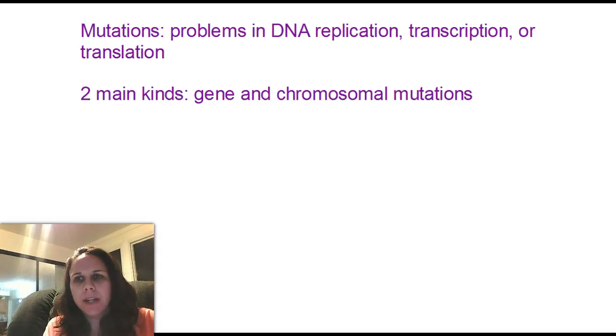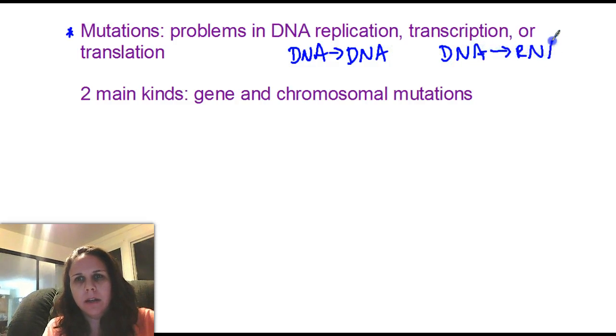Okay, so as we talked about earlier in class, there are lots of things that can go wrong with our three processes that we've learned about: DNA replication, transcription, and translation. Remember, replication is DNA to make more DNA. Transcription is DNA to make some RNA out of it. And translation is RNA to proteins.